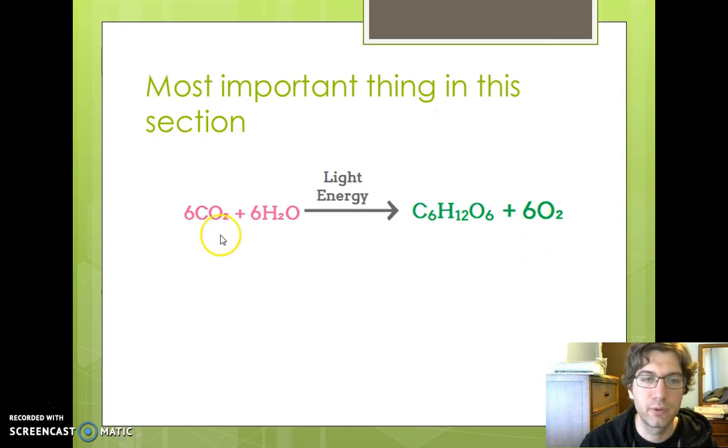So this is what's important. When we get into respiration, you'll notice that respiration is kind of the backwards of this. It's taking these two chemicals and turning it into these two chemicals. So we will talk about that in respiration, but this here is the most important thing to take out of this section.